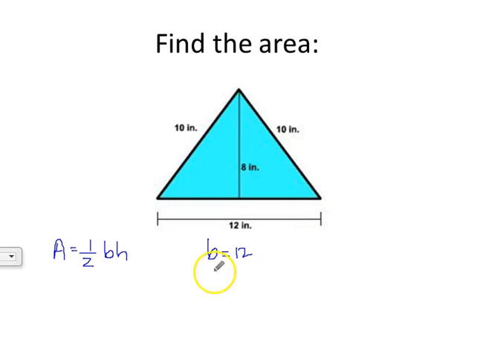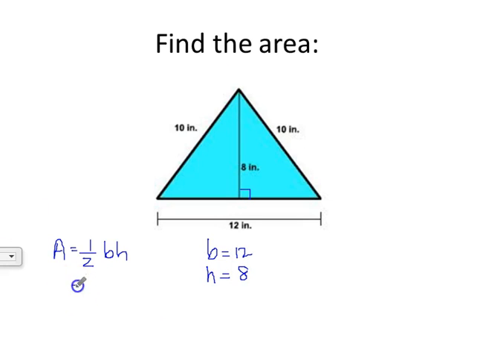What is the height? Remember that height needs to form a right angle with the base. So that means the height is going to be this measurement from here to here. It would be 8 inches. It would not be 10 inches because those lengths do not form a right angle with the base.